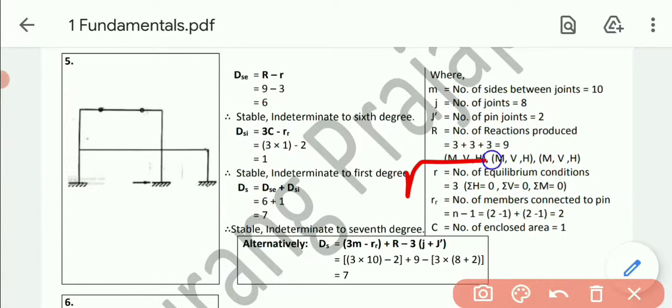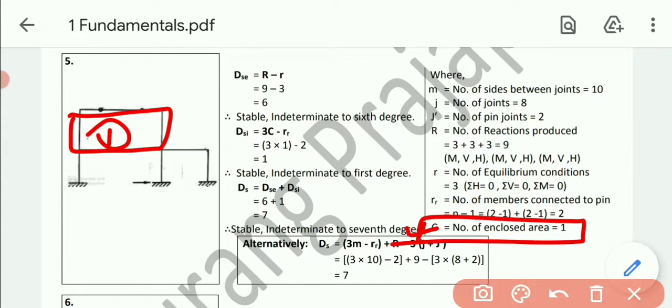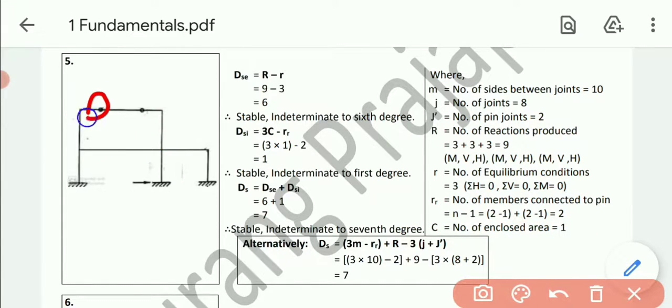Small r, the number of equilibrium conditions, that is always 3. Talking about C, only one enclosed area is there, that is this one. So C, the number of enclosed areas, is 1. Now as a pin is given to us, we need to change our formula DSI, that is 3C minus RR, where RR stands for the number of members connected to the pin minus 1. Okay, so its formula is n minus 1.